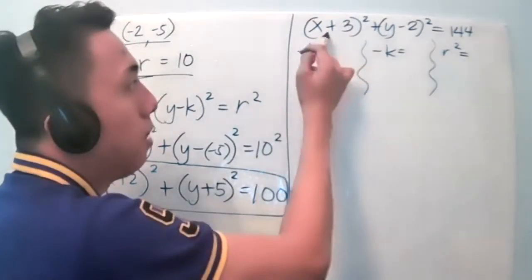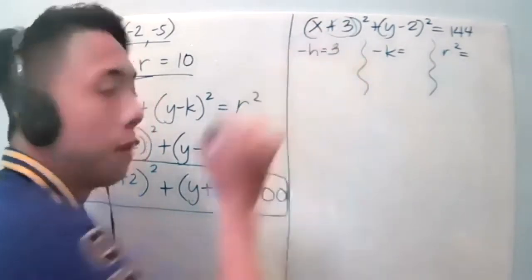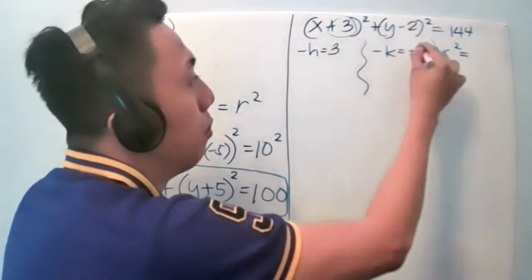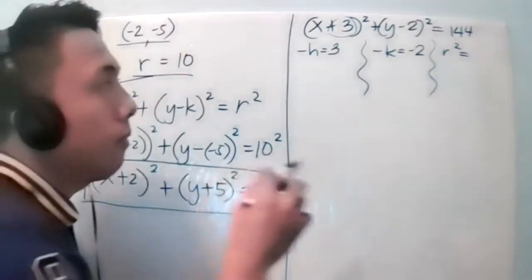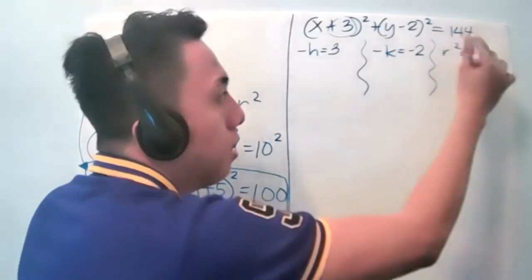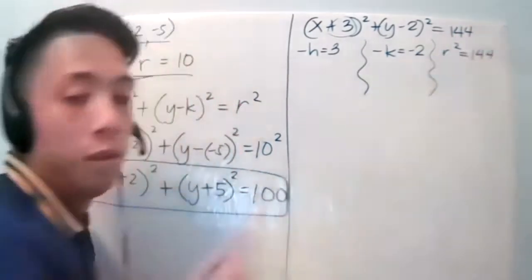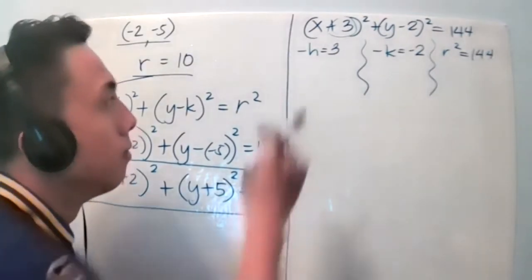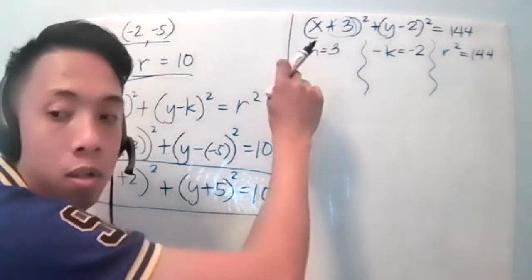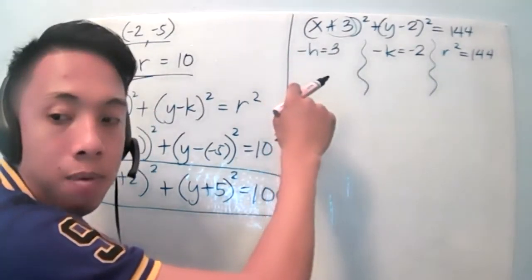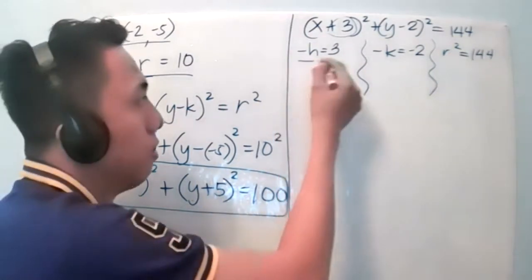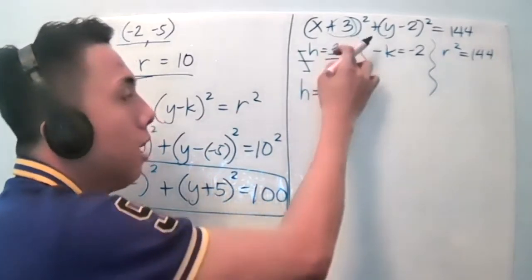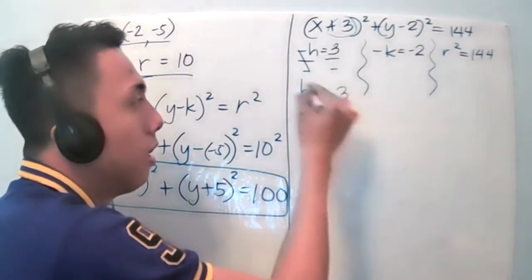Here we have +3, so I will just put 3. Here we have -2, so I will put -2. And then r squared, ang ating number dito is 144. Diba? Okay, next one. Para makontra yung negative, ano gagawin natin? We need to divide both sides by negative. So h will become 3 divided by negative, is -3.